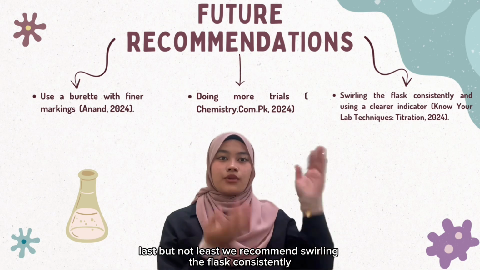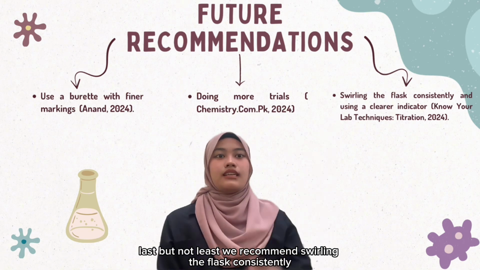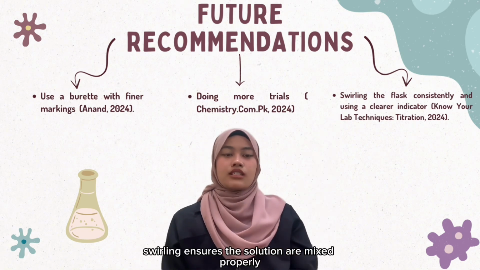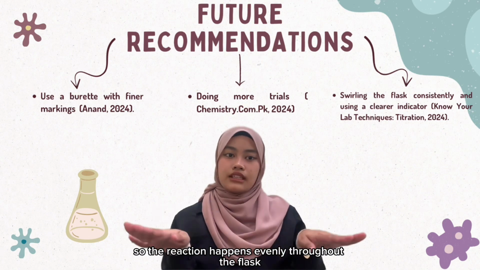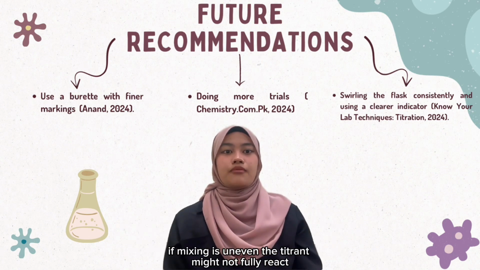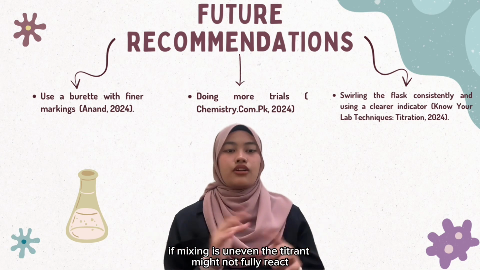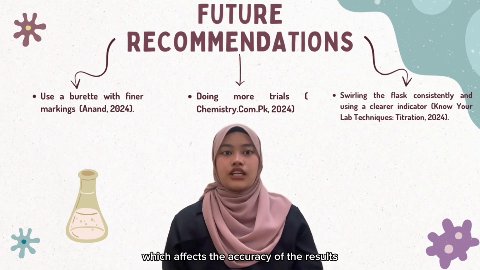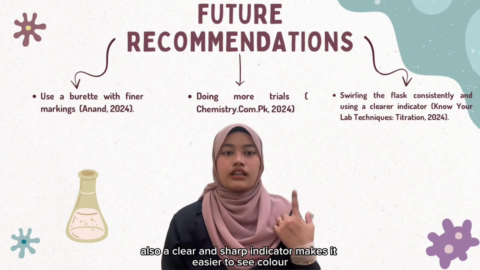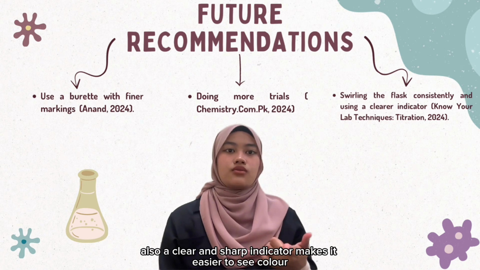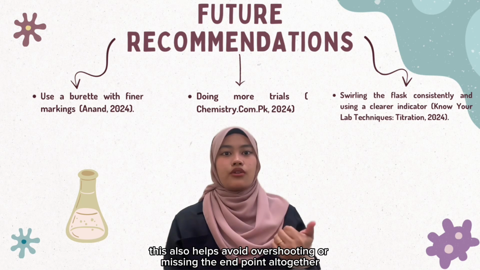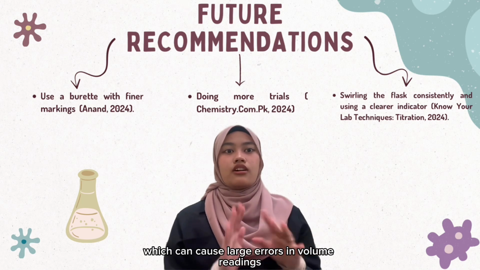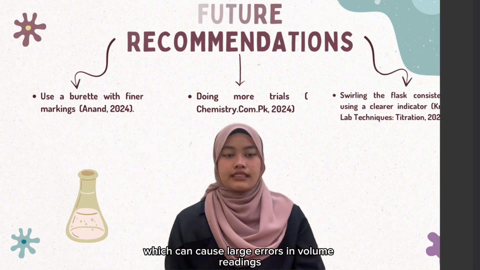Last but not least, we recommend swirling the flask consistently and using a clearer indicator. Swirling ensures the solution is mixed properly so the reaction happens evenly throughout the flask. If mixing is uneven, the titrant might not fully react, which affects the accuracy of the results. Also, a clear and sharp indicator makes it easier to see the color change at the endpoint. This also helps avoid overshooting or missing the endpoint altogether, which can cause large errors in volume readings.